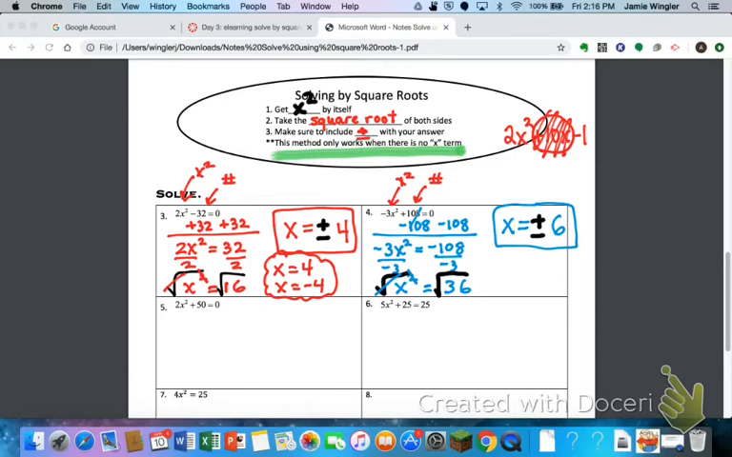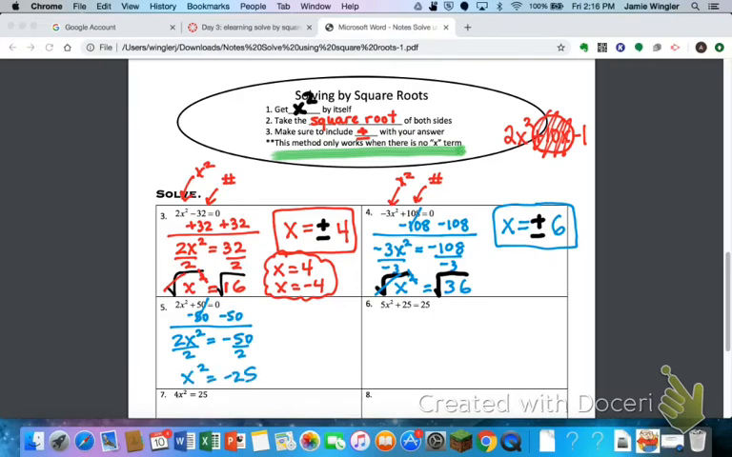All right, moving on to the next one. Remember, you can only use this method when you have the x term missing. So you have an x squared term and a plain old number. On number 5, I'm going to start by subtracting 50 from both sides. So I get 2x squared equals negative 50. Then I divide by 2, and I get x squared equals negative 25.